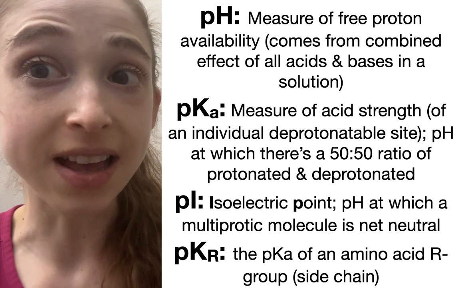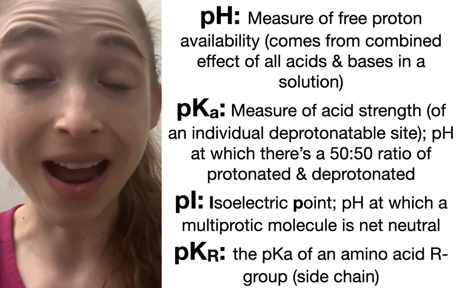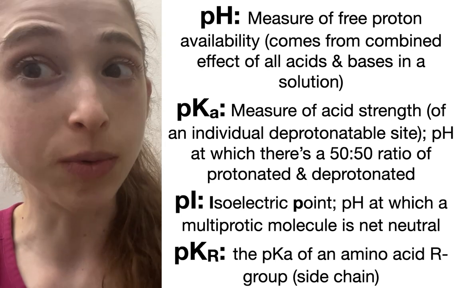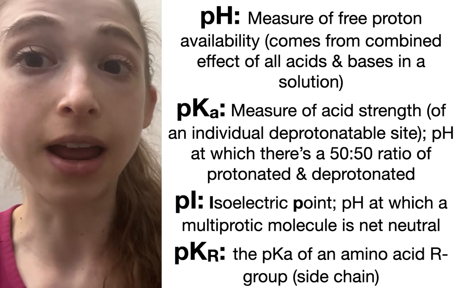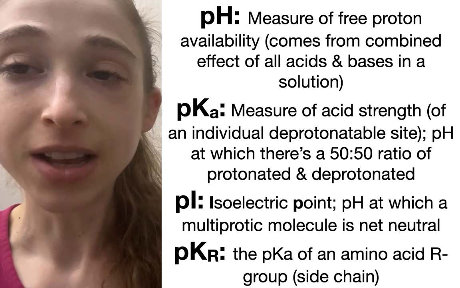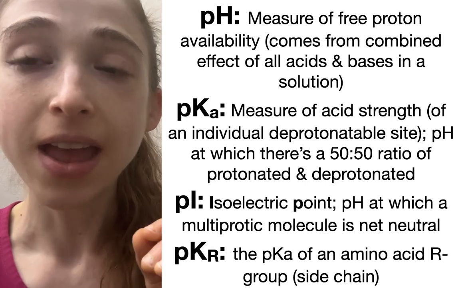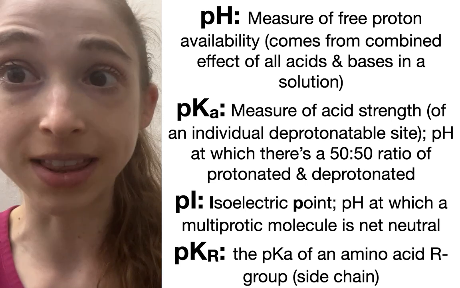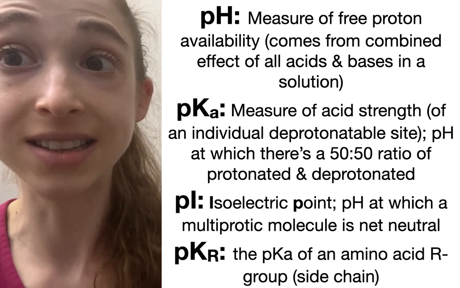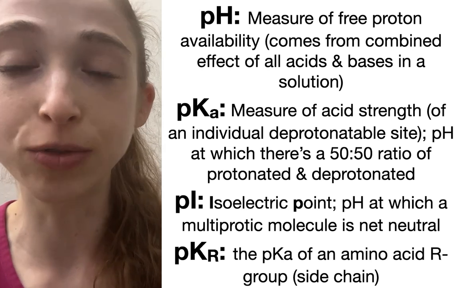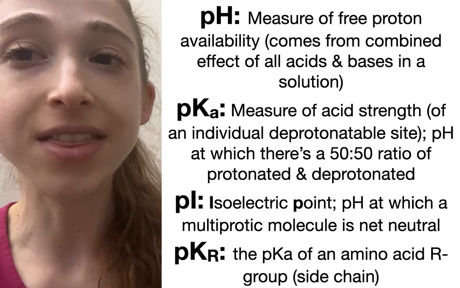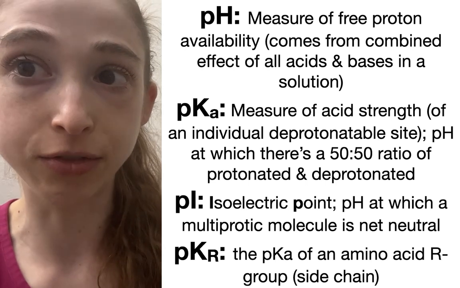You'll also see that there's this point called the pI. The pI is the isoelectric point. It's the point at which a molecule is electrically neutral, so it's uncharged. And so if you have a multiprotic molecule, with lots of sites that can act as proton donors, there's going to be some point at which that molecule is electrically net neutral, and this is your pI. This is your isoelectric point.